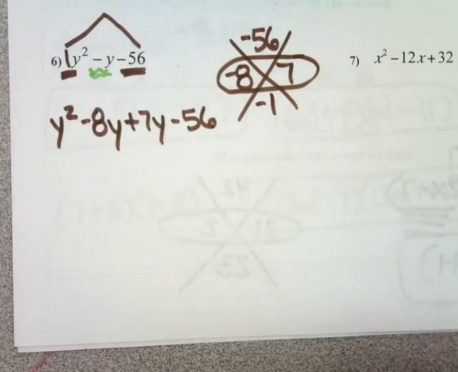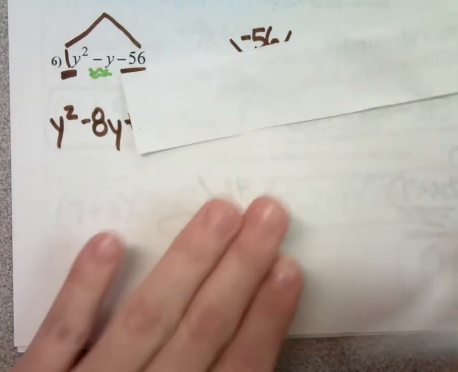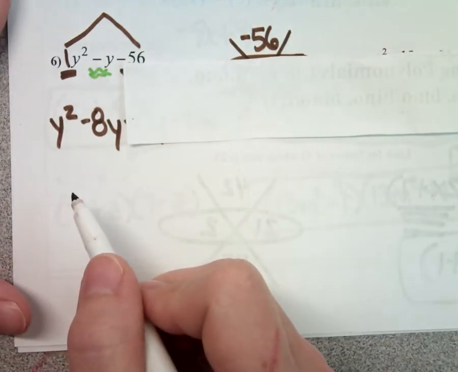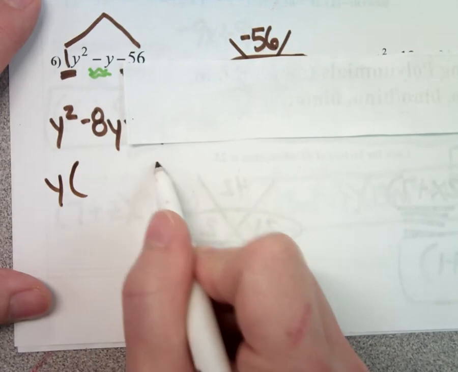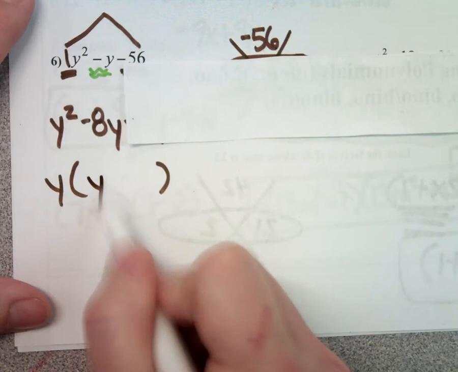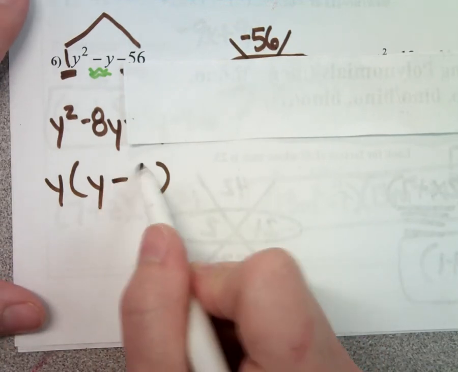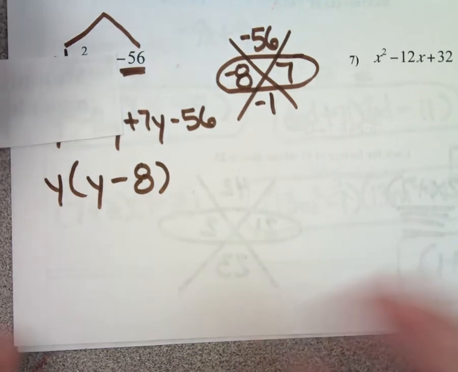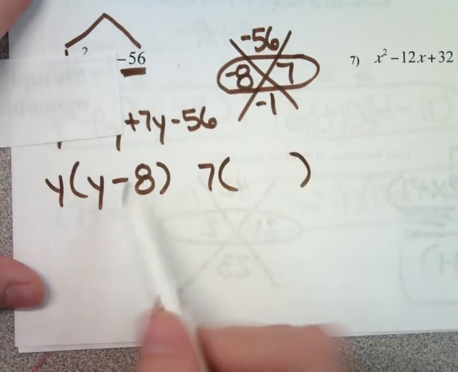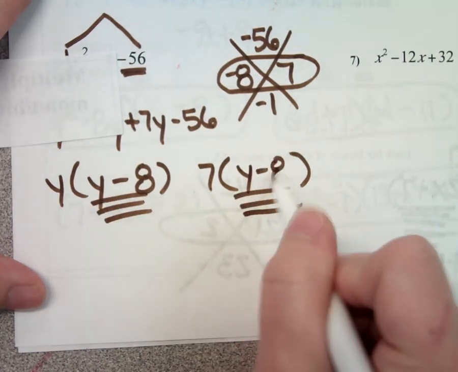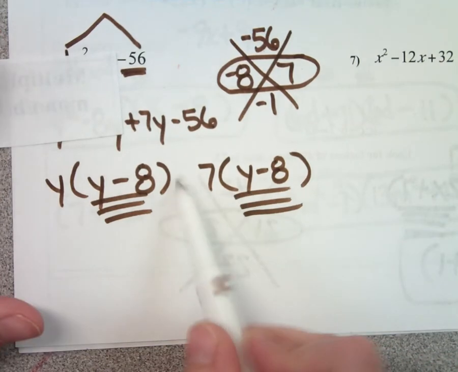I'm going to show you something on this problem, so make sure you're paying attention once we get done. Looking at the first 2 pieces, what's your GCF out of those? A 1 y. So I can put 1 y or just y. Y times what gives that back? Y minus 8. Looking at the back 2, what's your GCF out of those? A 7. What do you know needs to be in the parentheses? Y minus 8. So that goes there. And should this be a positive 7 or a negative 7?